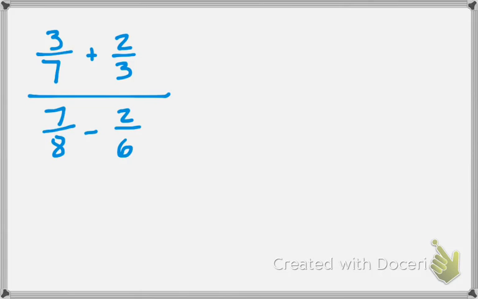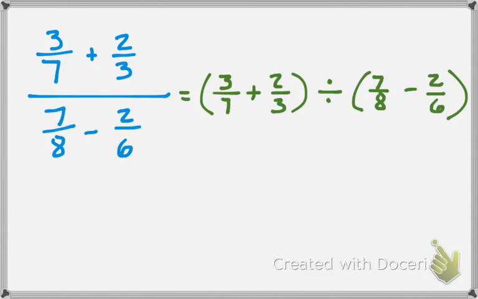So now, let's turn that into what a complex fraction would look like with grouping. So here we go. We've got 3 over 7 plus 2 over 3, all over 7 over 8 minus 2 over 6. So this is a grouped complex fraction, or a complex fraction with grouping. The numerator and the denominator must be simplified first before you do the big bar. The bar in the middle is the division problem. So it'll look something like this: 3 over 7 plus 2 over 3 divided by 7 over 8 minus 2 over 6.